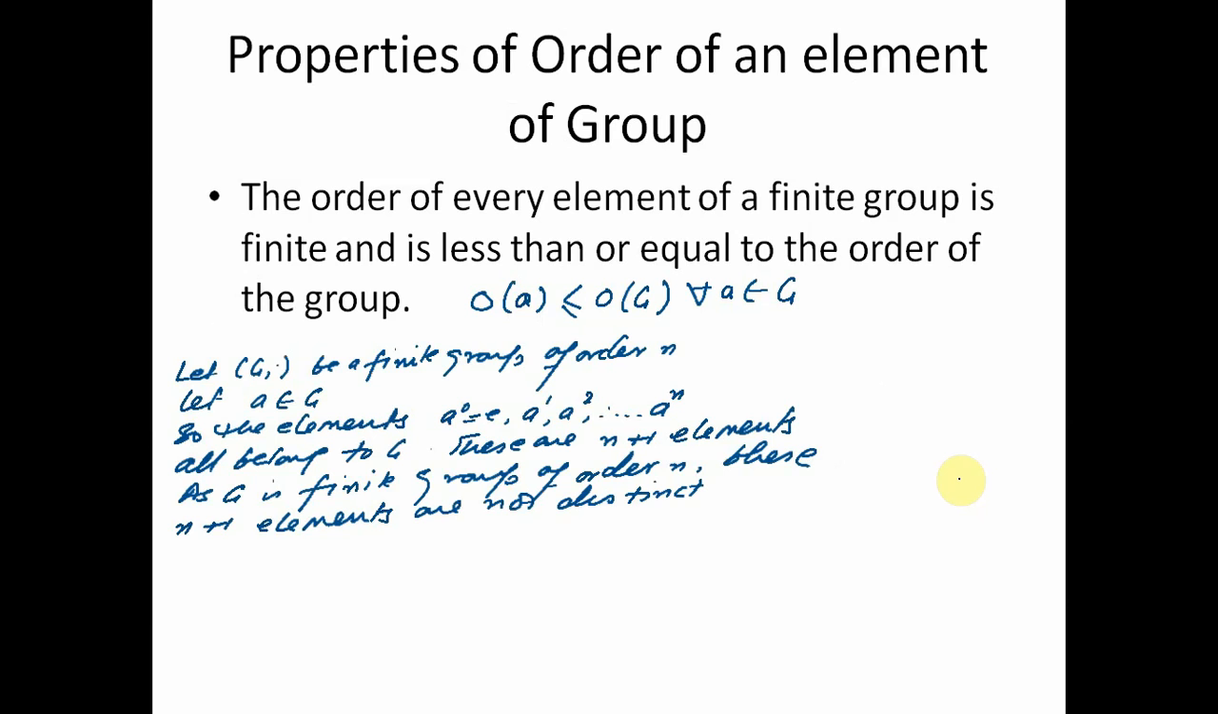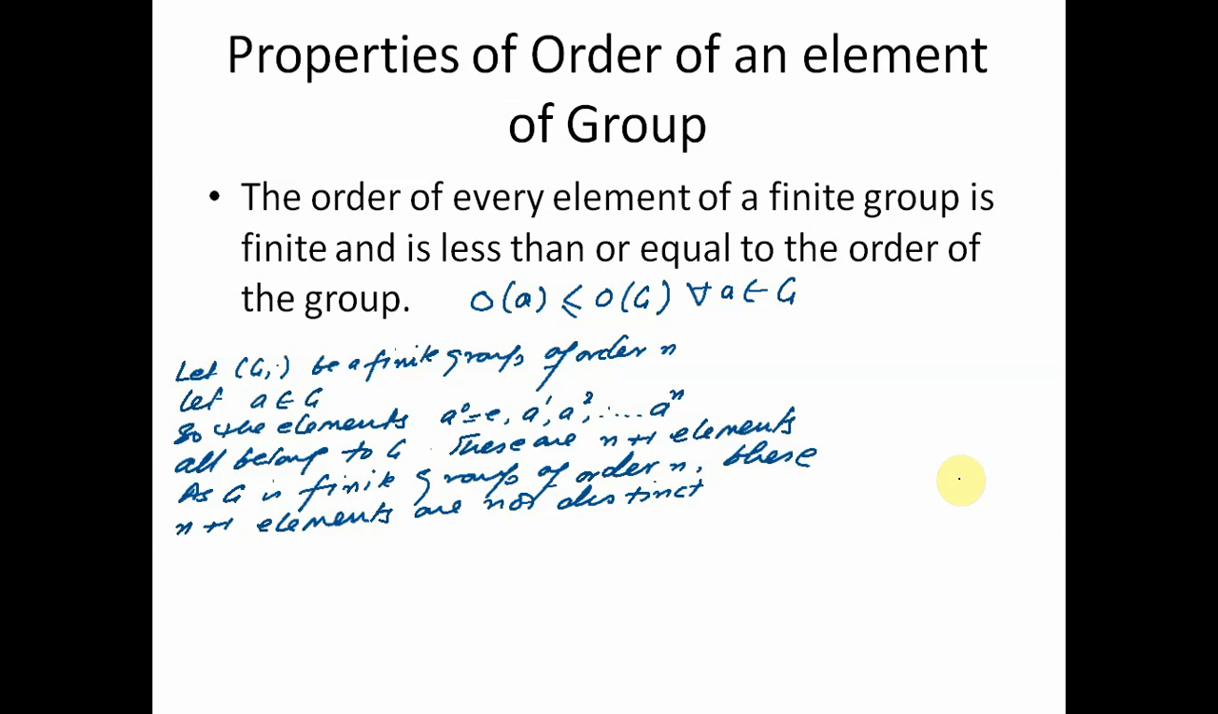Now let G be a finite group of order n and let a belong to G. Now G is a group of order n, so that means there will be n elements. But let us try to identify certain elements. Let us say a to the power 0 is equal to the identity element. We have to define an identity element, this being a group.